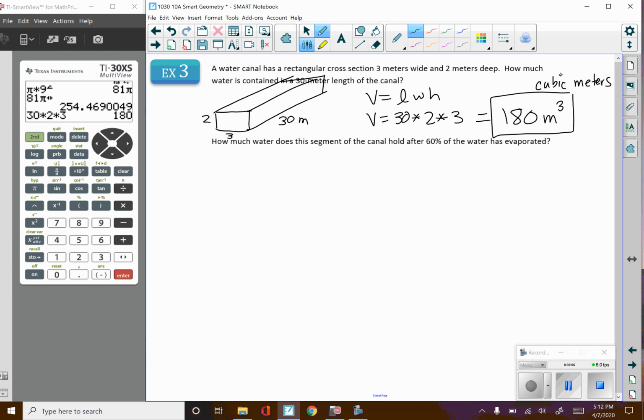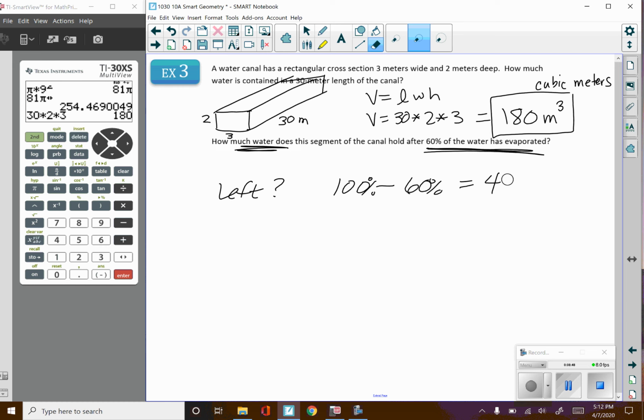All right, second question, and there's a similar one on the homework, so just be really mindful of this. It gives you a percentage, but I think in both cases you don't directly use that percentage. Our question is, how much water does this segment of the canal hold after 60% of the water has evaporated? So 60% is gone. We want to know how much water is left. Well, if 60% evaporated, then how much is left is 100 minus 60%, which is 40% left.